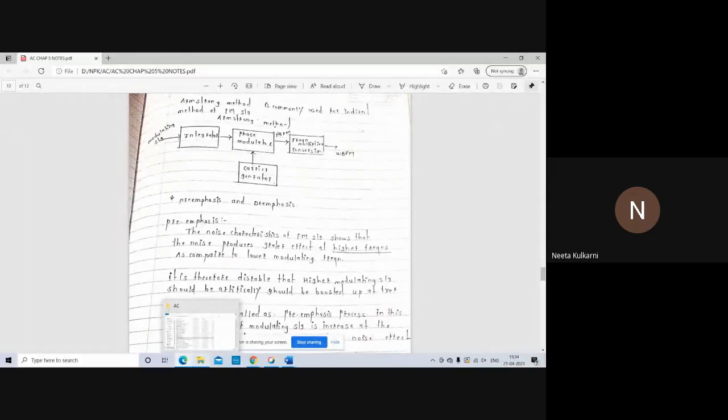What is the basic intention for carrying out these processes? Why are these two processes carried out in FM? Pre-emphasis, de-emphasis. Yes? Boosting high frequency signal.